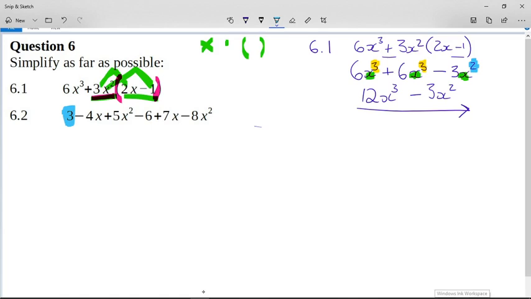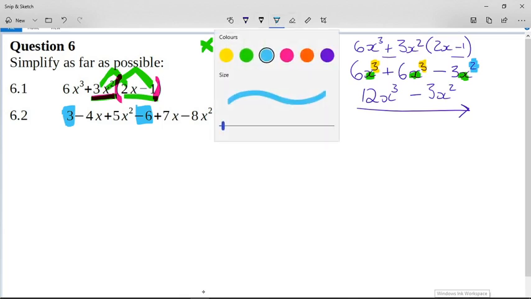The next one says minus 4x. That's got a variable, so it's not a constant. Let's see if there's any other constants. This one says plus 5x squared. It's got a variable. It can't belong with the constants. This one says subtract 6. Okay, so this one does not have a variable. It belongs with the 3 because they are both numbers. They are both constants. Plus 7x doesn't belong because it's got a variable. Minus 8x squared doesn't belong because it's got a variable.